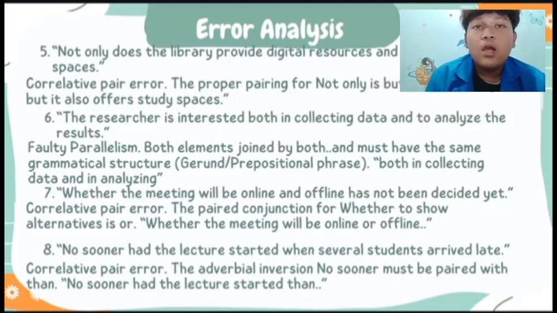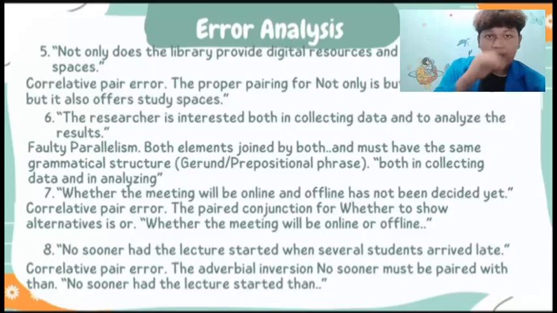And number seven, whether the meeting will be online and offline hasn't been decided yet. It is a correlative pair error. The pair conjunction for whether to show alternatives is or, whether or. So it should be whether the meeting will be online or offline.